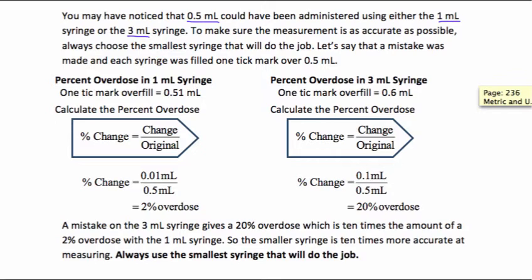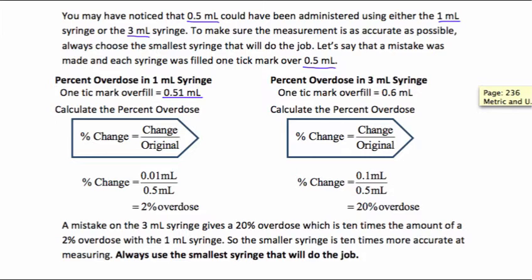Let's say that a mistake was made and each syringe was filled to 1 tick mark over the 0.5 milliliters we were supposed to administer. Now on the smaller syringe, if we went 1 tick mark over, we would then be administering 0.51 milliliters. Let's look at what this results in as an overdose. We're going to give the patient an overdose here if we put in 0.51 milliliters. Let's see how much of an overdose we're giving them.